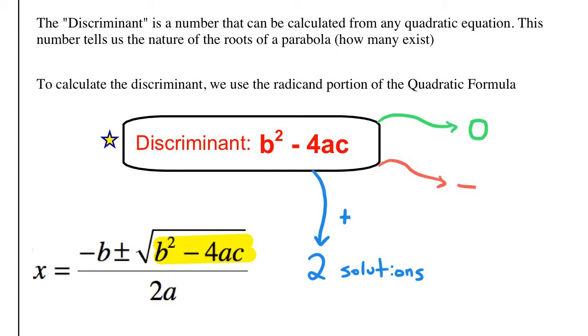On the flip side, in red, what does it mean if we get a negative discriminant? Once again, this doesn't matter if it's -5 or -500, but if we get a negative, what does that tell us? We're going to have a negative under the radical. What's the problem with that? You cannot take the square root of a negative, so we call this imaginary. So there are no real solutions. There are imaginary solutions. We just simply say this is imaginary.